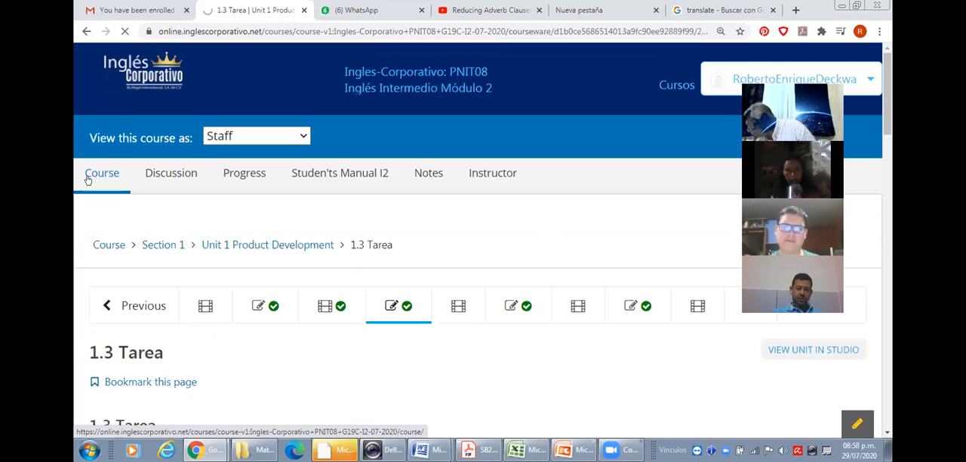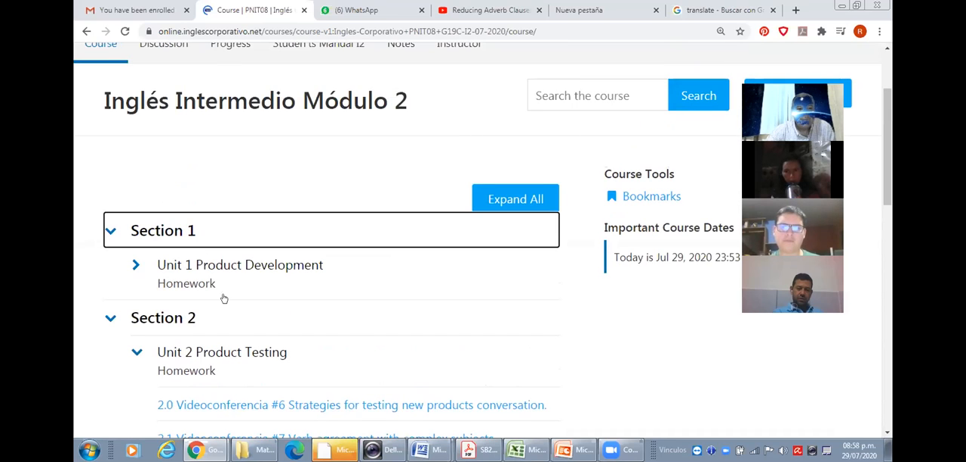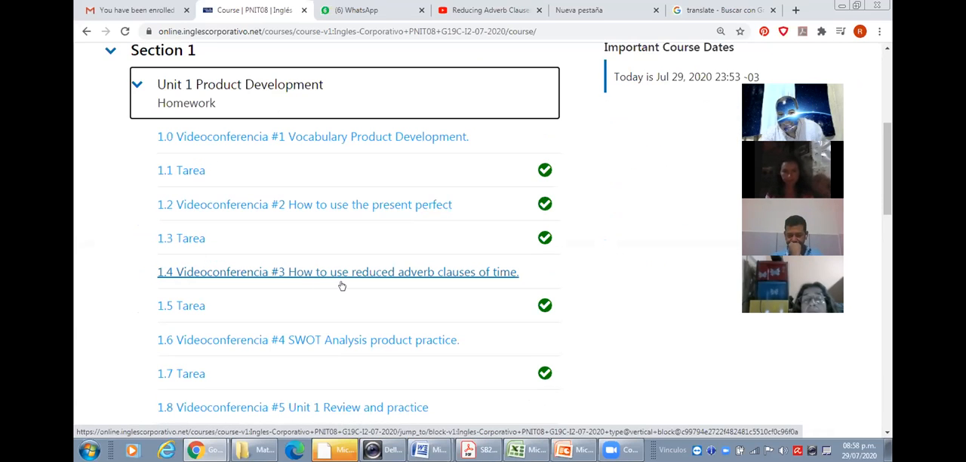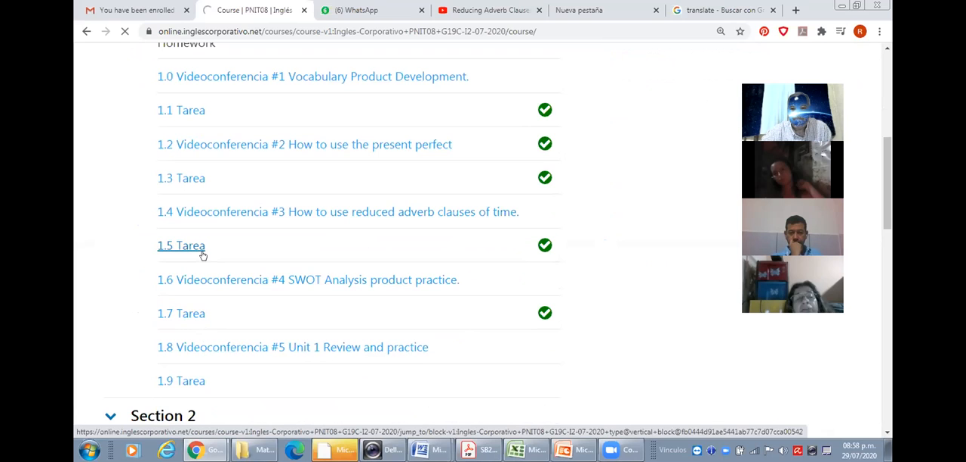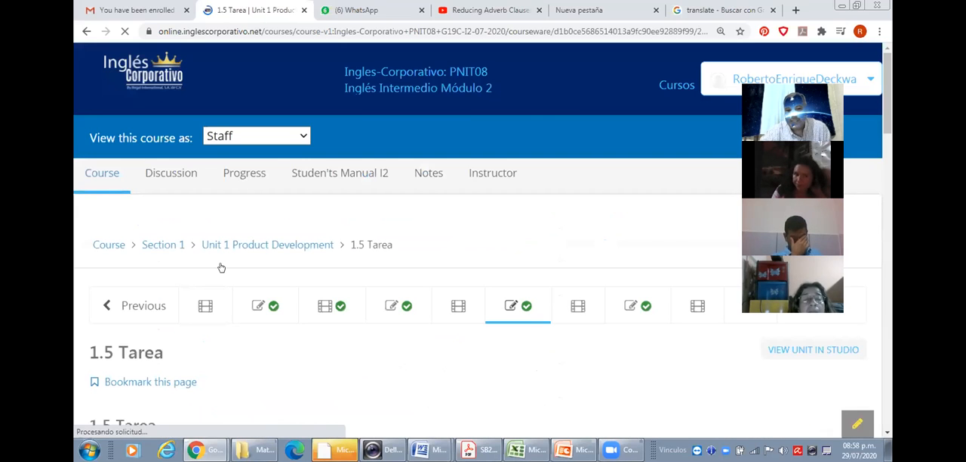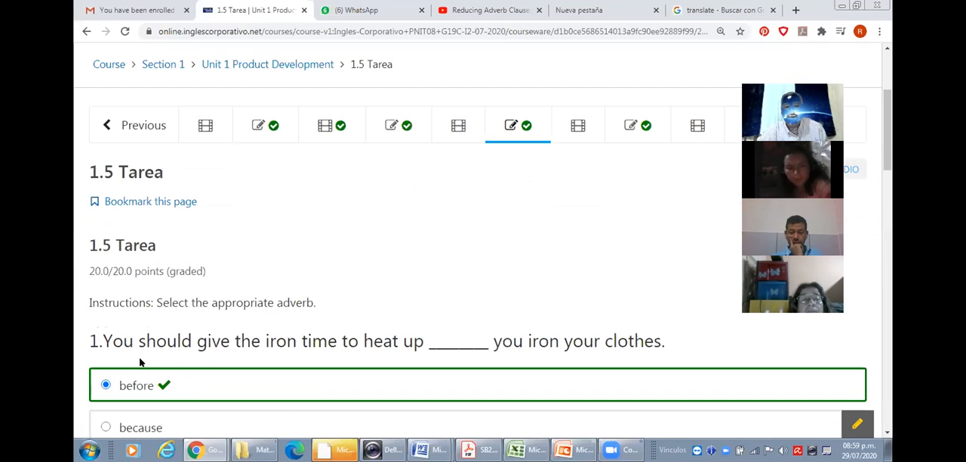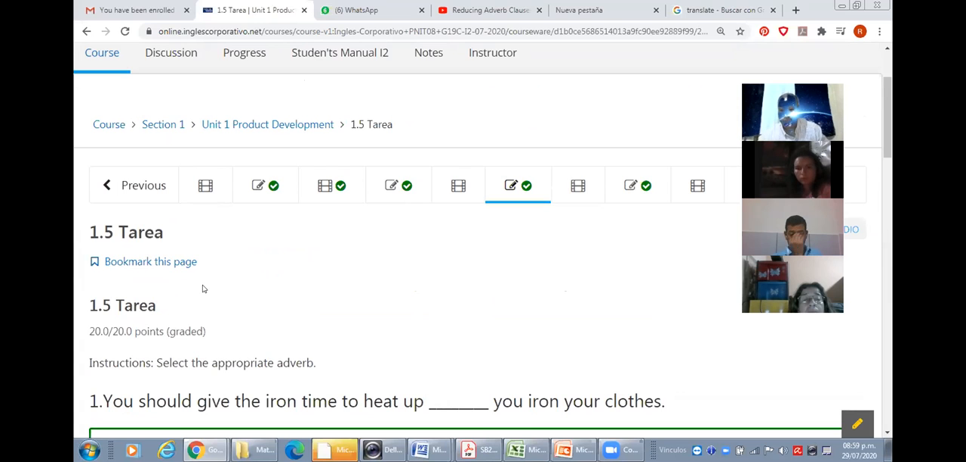Now, continuing. You go to section one again. Okay, section one. You click right here. And then this is today's class. There is a homework. Okay, after I check the attendance, we have to follow the homework. Is that clear? So you click right here and you do the homework. We have 3 exercises. But this is for tomorrow, okay? Because this is what I'm going to teach today, okay? So you go and do the same. There are 5 questions, only 5 questions.